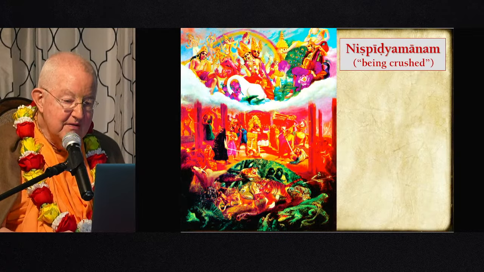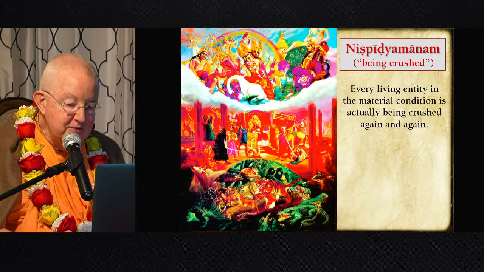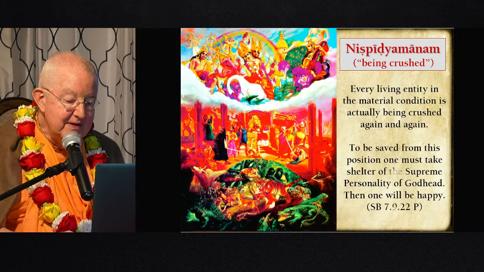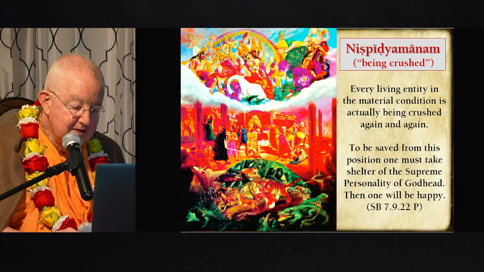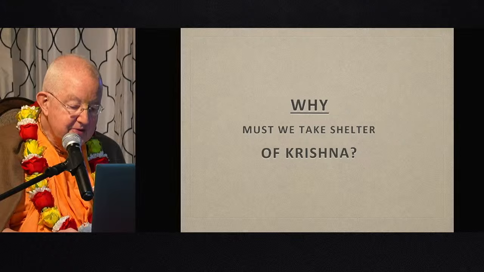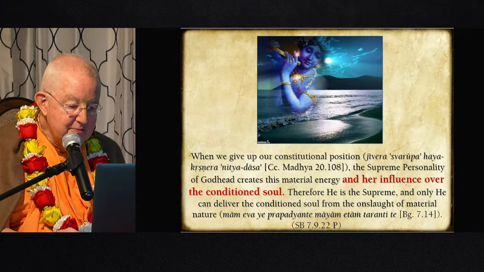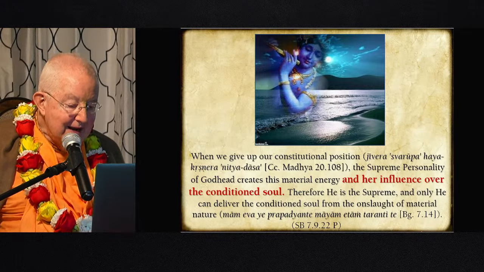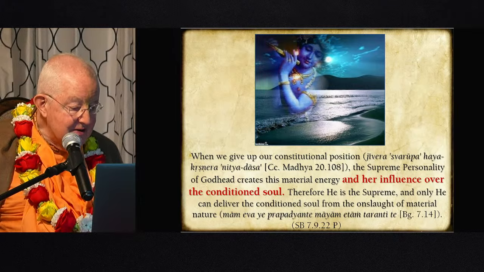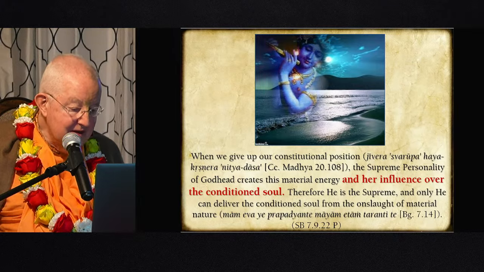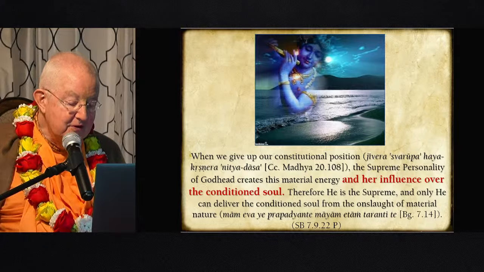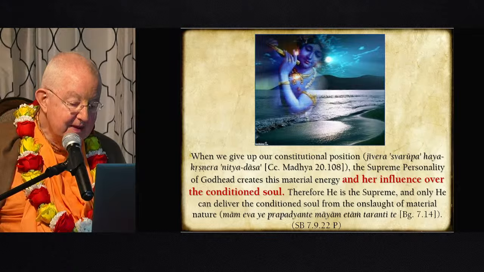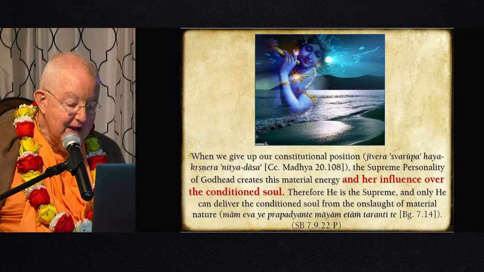And I'm being crushed by the wheel of time. Every living entity in the material world is actually being crushed again and again. To be saved from this position, one must take shelter of the Supreme Personality of Godhead. Then we'll be happy. It's true. So why must he take shelter of Krishna? Because here is Prabhupada's purport to this verse. When we give up our constitutional position, jīvera svarūpa haya nitya kṛṣṇa dāsa, the Personality of Godhead creates the material energy and her influence over the conditioned soul. Therefore, he is the Supreme, and only he can deliver the conditioned soul from the onslaught of material nature.